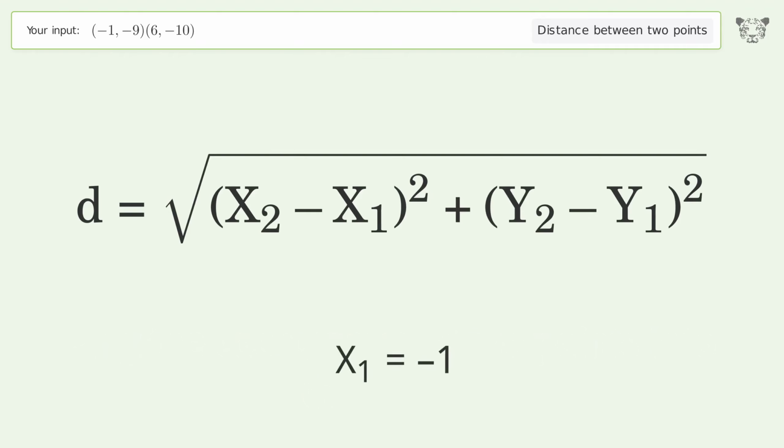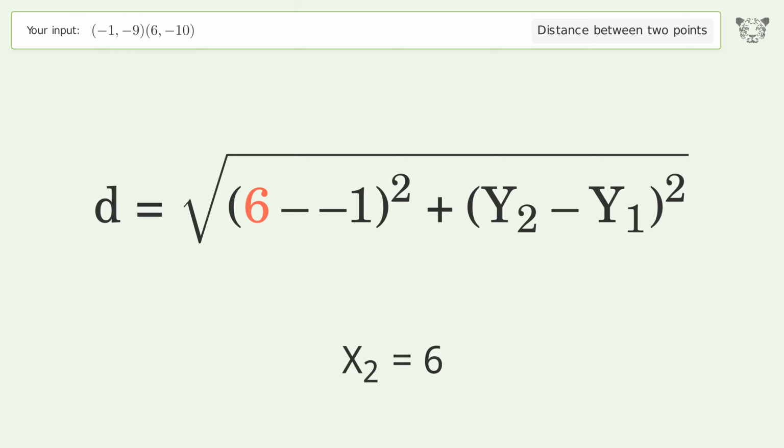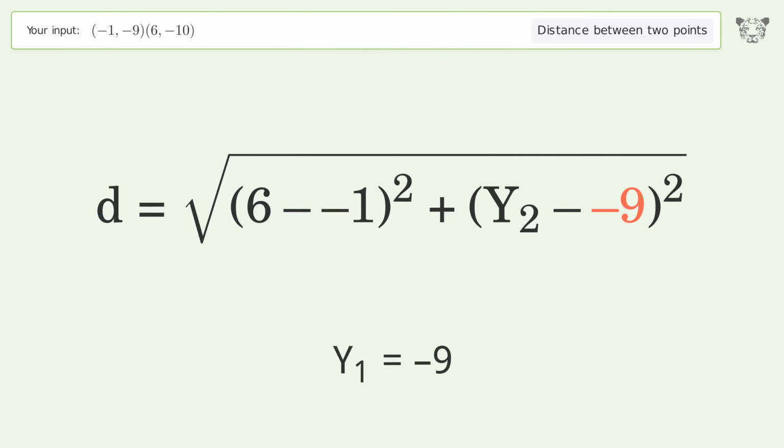x1 equals -1. x2 equals 6. y1 equals -9. y2 equals -10.